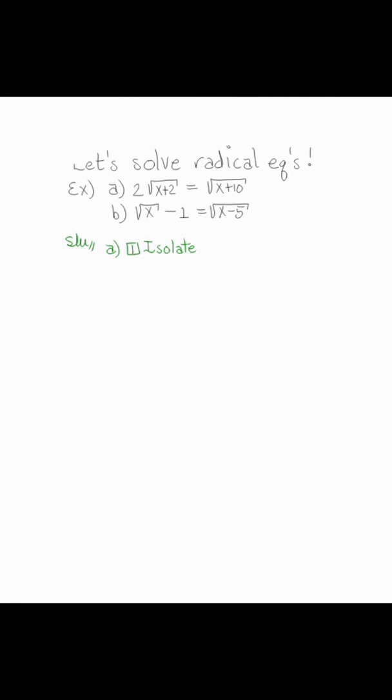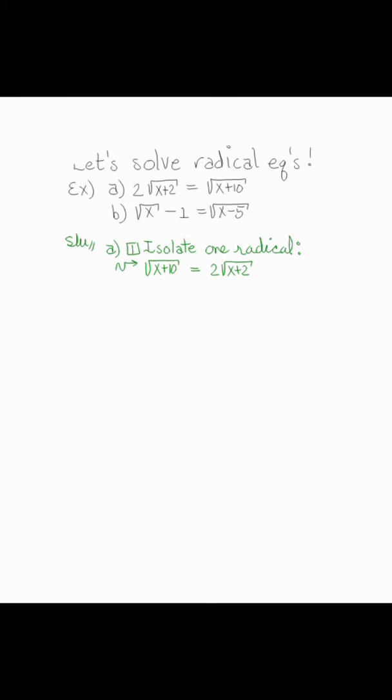The first step for the first part, part A, we're going to isolate one of our radicals. If there's only one radical, it's pretty easy to do. Here we have 2 radicals, so we just have to choose which one we want to isolate. And I selected the square root of x plus 10. I just turned the whole equation around backwards.